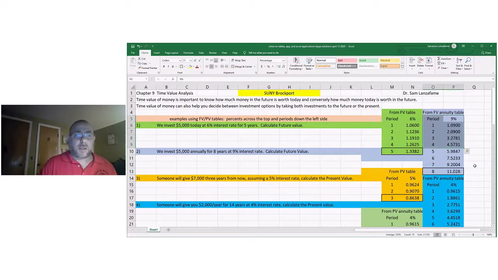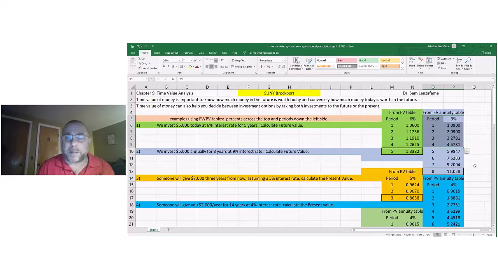Okay, so number 1 in green, it says we invest $5,000 today at a 6% interest rate for 5 years. So if you invested $5,000 today, went to the bank and you put $5,000 in there, and they guaranteed you 6% every year for 5 years, how much would you have in the bank at the end of those 5 years? So that would be nice to know, right? Because that may impact whether or not you decide to invest. You might say, it's not worth it. I'd rather put the money somewhere else where they're giving me a lower rate, but they're locking it in for more years. Who knows?